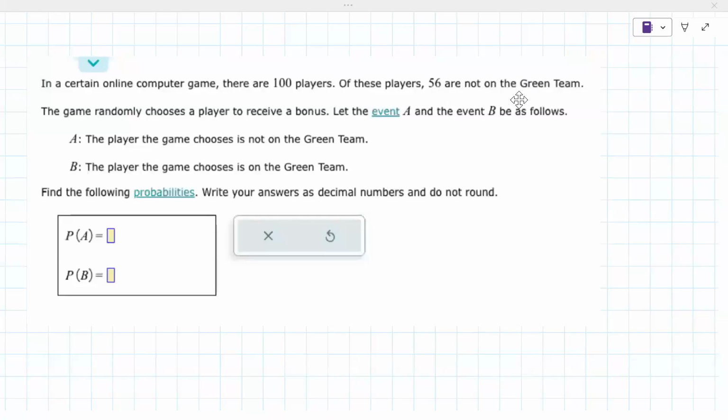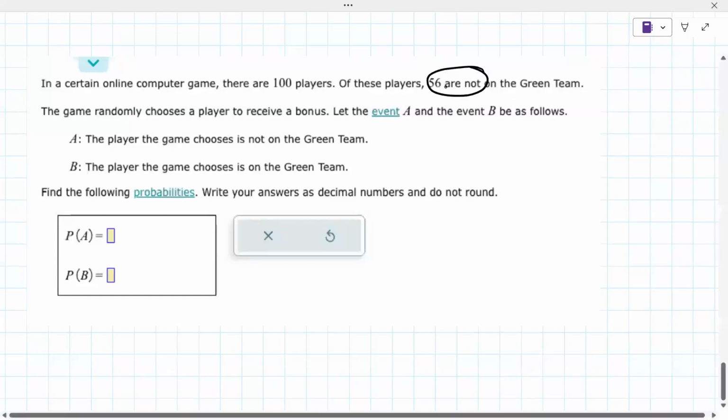Okay. A certain online computer game, there are 100 players. Of those players, 56 are not on the green team. So how many are on the green team? 44. 44 out of 100 are on the green team.